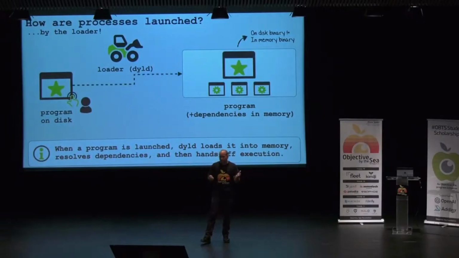So, how are processes launched? This is kind of review, but the idea is the user double-clicks a process, or a system process spawns a child process. Behind the scenes, the loader, Dyld, gets involved. It takes the binary from disk and loads it into memory, which also includes loading any dependencies that the process has.